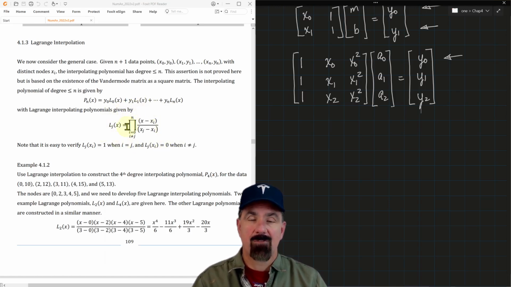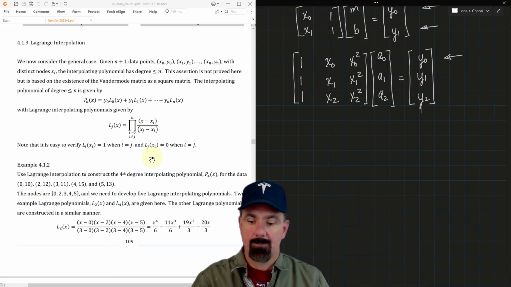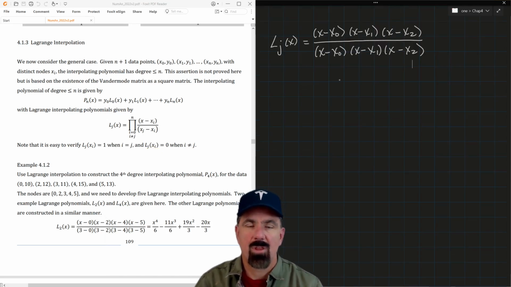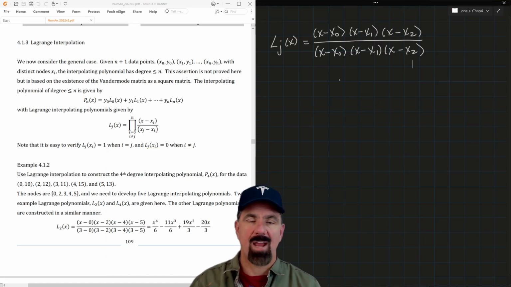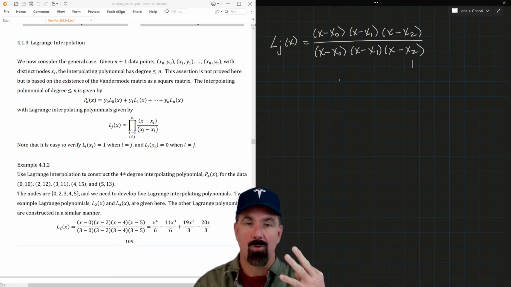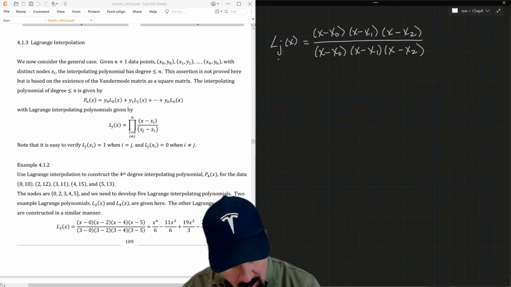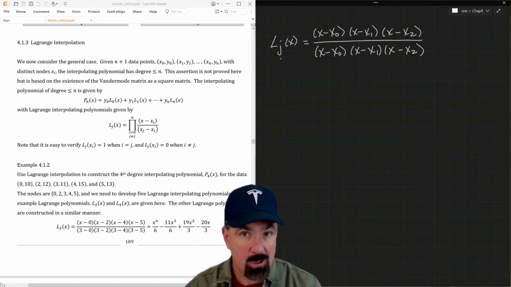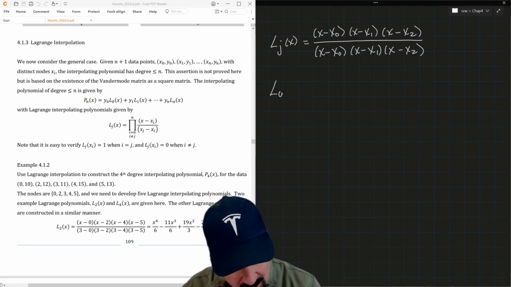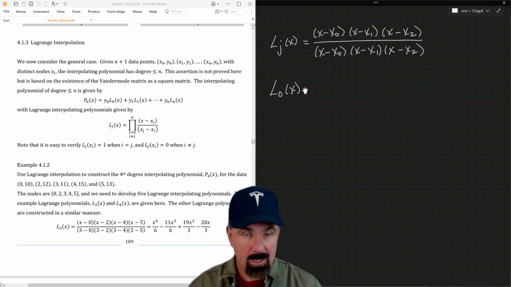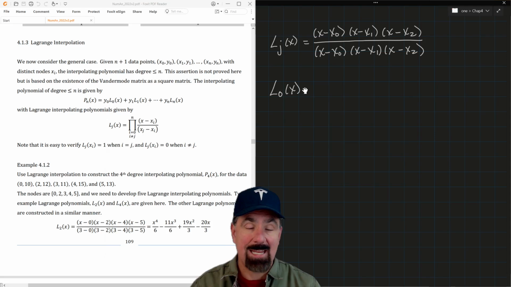Let me break this down for you and show you just how easy this is. I'm going to start with an example where we have 3 points, so we're looking for a parabola. We're going to create 3 Lagrange interpolating polynomials. The way this works is, I have yet to determine a j value. So let me write down specifically, if I want L0 of x, what I'm going to do is put in x0 into all of the values in the denominator.